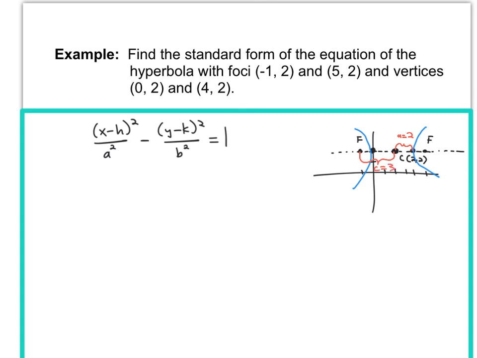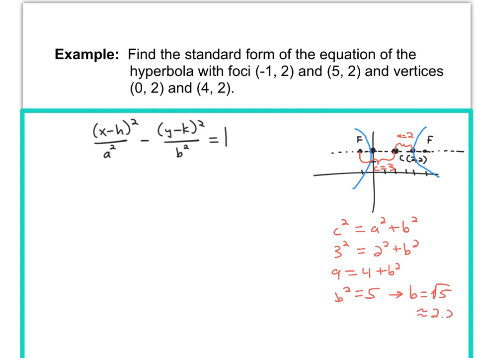So remember that c squared is always the sum of a squared and b squared for a hyperbola. So 3 squared is going to equal 2 squared plus b squared. So 9 equals 4 plus b squared. b squared would equal 5, which means b would equal the square root of 5, which is a little more than 2, so let's just say 2.2. If I had to graph it, I would use an approximation, but I'm not even asked to graph it. I'm just asked to find the actual equation.